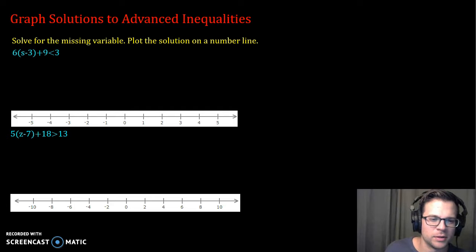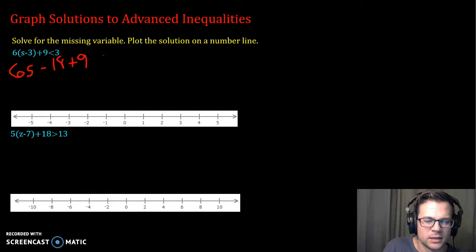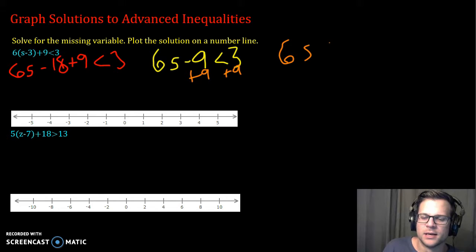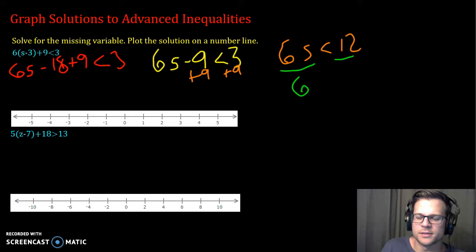6(s - 3) + 9 is less than 3. We're going to go ahead and distribute. 6s minus 18 plus 9 is less than 3. I'm going to go ahead and combine the negative 18 and the positive 9 together to get negative 9. Then we're going to add 9 to both sides. We're left with 6s is less than 12, and then all we've got to do is divide both sides by 6.